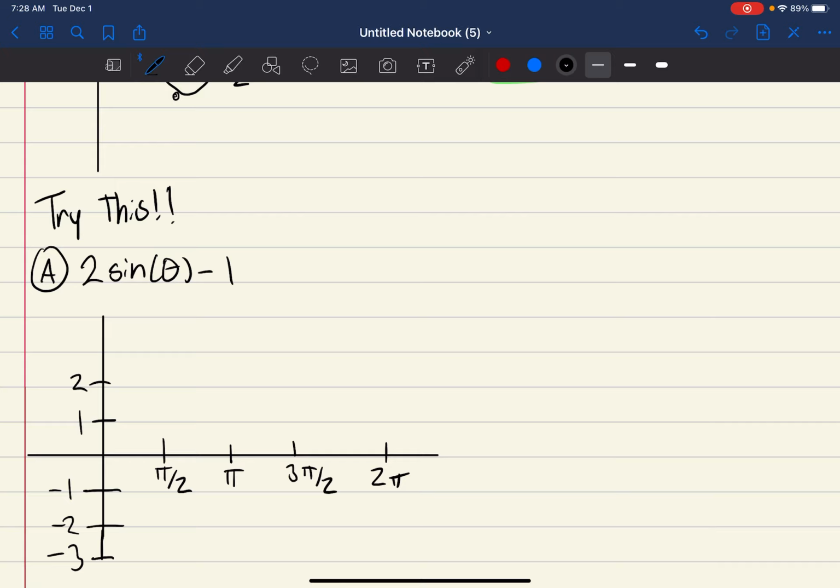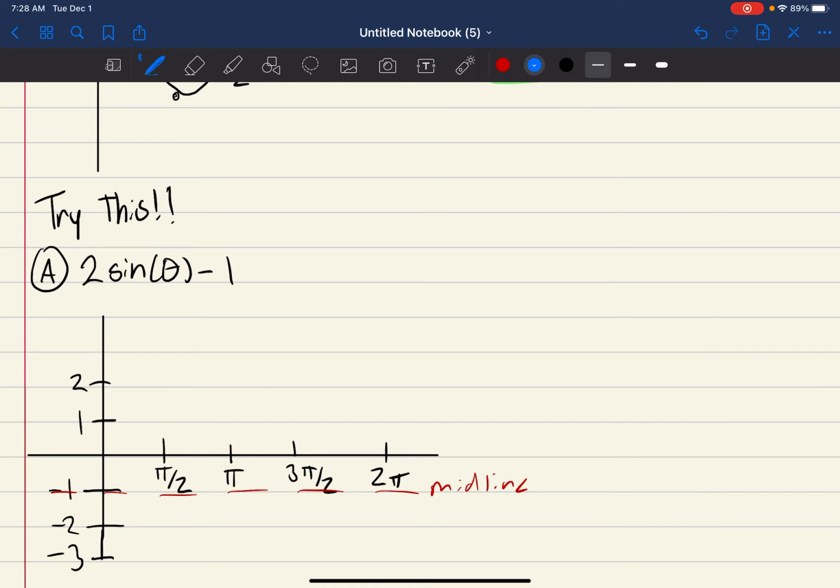So once you've answered this question, you should see that the 2 causes a stretch by 2. And then the negative 1 shifts the graph down by 1. So what I mean by that is now I know that this is my new midline. Not midpoint, sorry about that.